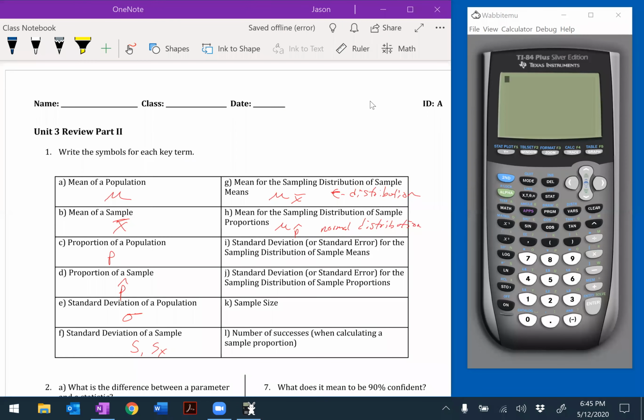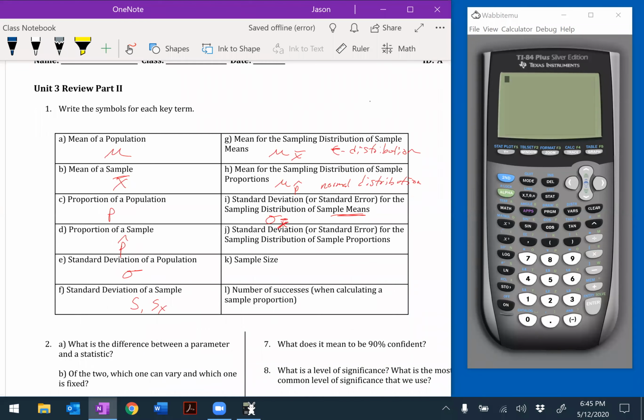Okay, standard deviation or the standard error for the means. What's the standard error for the means? Okay, standard error for the means is sigma of X bar. Okay, that's the symbol, sigma X bar. Okay, that's the standard deviation for the sample means.